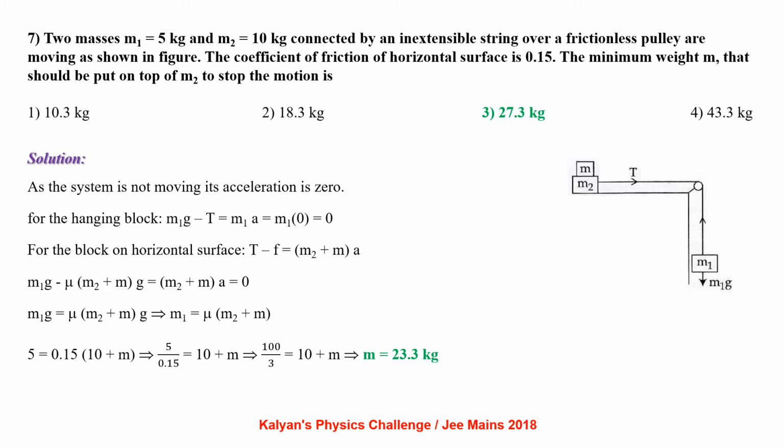As the system is not moving, its acceleration is 0. For the hanging block, M1g minus T equal to M1a, that is M1 of 0, that is 0. For the block on the horizontal surface, T minus F equal to (M2 plus M) a, that is M1g minus mu times (M2 plus M) g equal to (M2 plus M) a, that is 0. M1g equal to mu times (M2 plus M) g, from which we get M1 equal to mu times (M2 plus M). Upon substituting the given values, we have M equal to 23.3 kg.